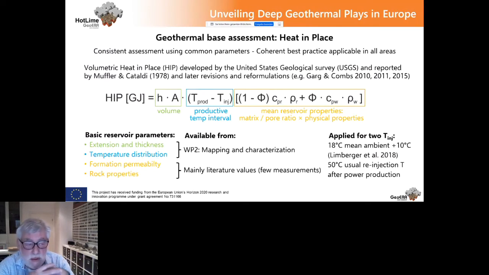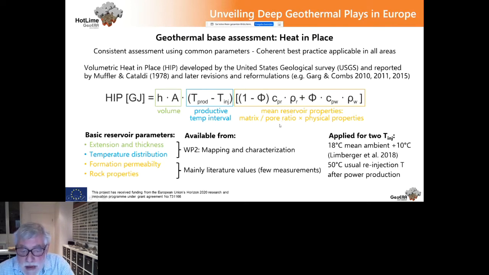I don't want to go into detail with this formula. I just want to show what we had to investigate to get the results. First of all, the volume, which we did with work package 2, the mapping and characterization of the reservoirs. Then we had to know something about the temperature within the reservoir, and we have to calculate, subtract what the reinjection areas temperatures later to that.